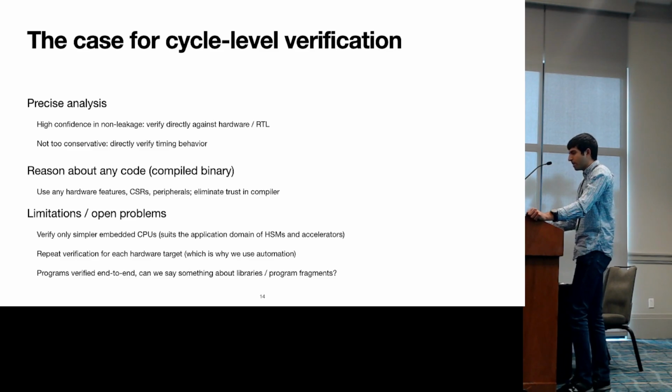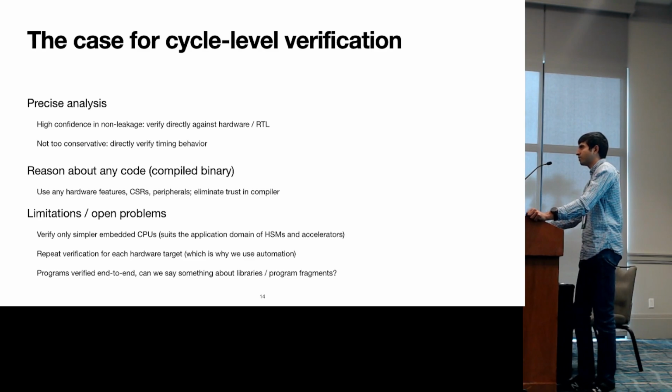So let's take a step back now that I've explained the basic approach and see how it addresses some of the limitations of leakage models that I talked about earlier. Doing this, we get really precise analysis. We have high confidence in non-leakage because we're not making assumptions about hardware. We're just proving directly against hardware. There's no formality gap here. And it's also not too conservative. Instead of verifying against a proxy, like a leakage model, and saying we have no leakage, which means our end-to-end timing behavior is what we want, we just prove the timing behavior directly.